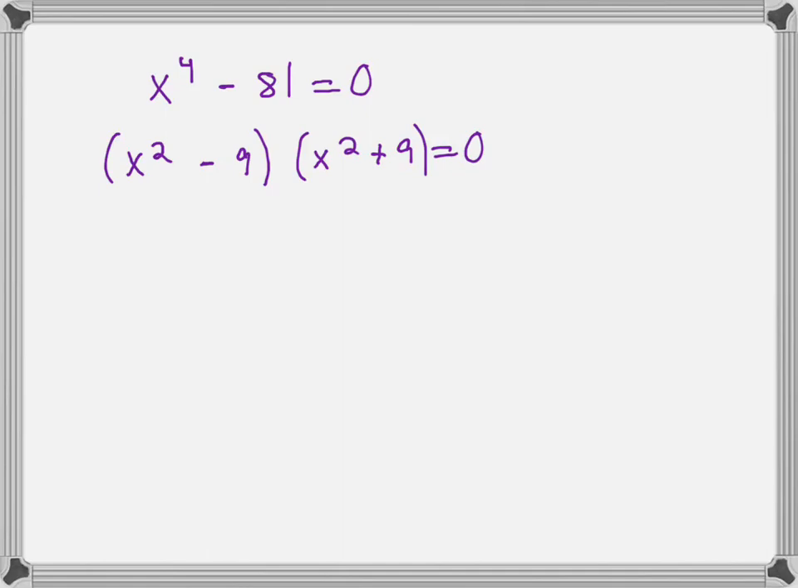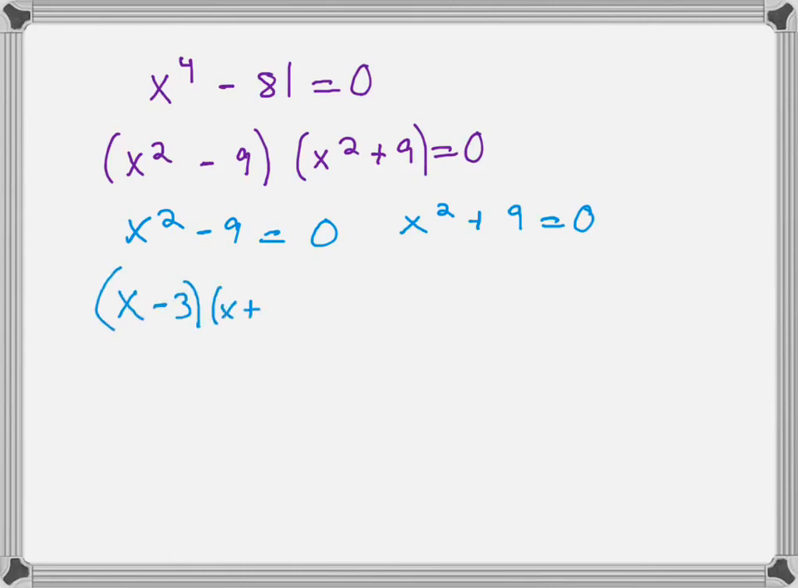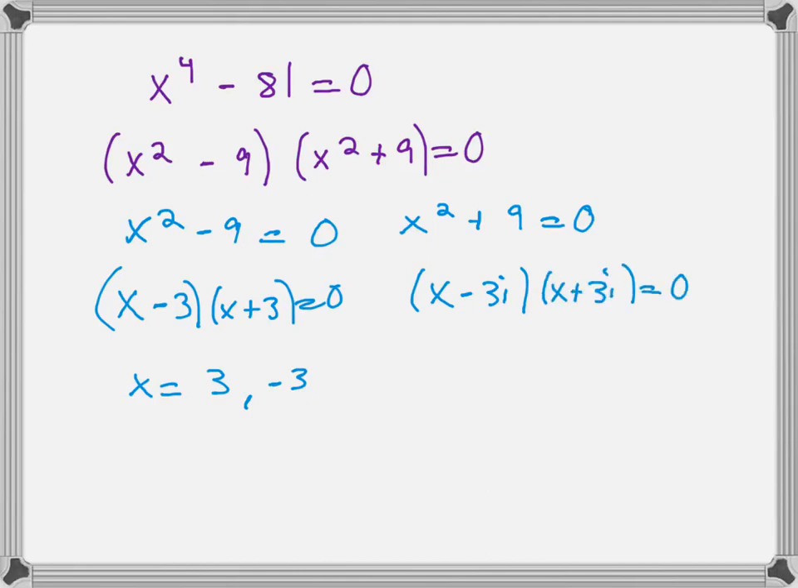So if we set x squared minus 9 equal to 0 and x squared plus 9 equal to 0, this one's obviously easy. X minus 3 times x plus 3 equals 0. X equals 3, negative 3. Okay, now this other one is a little bit harder, but it's really not that bad either. So if we look at it, you're going to get x minus 3i times x plus 3i equals 0.